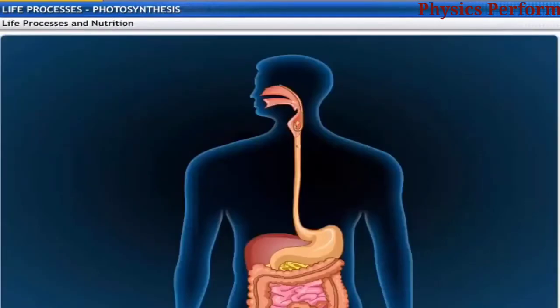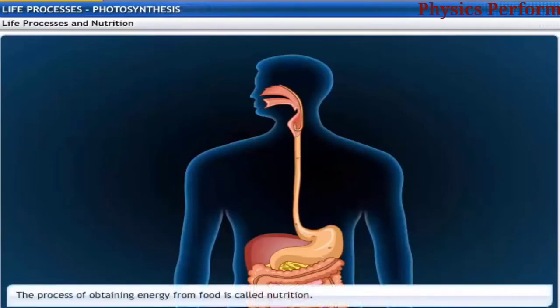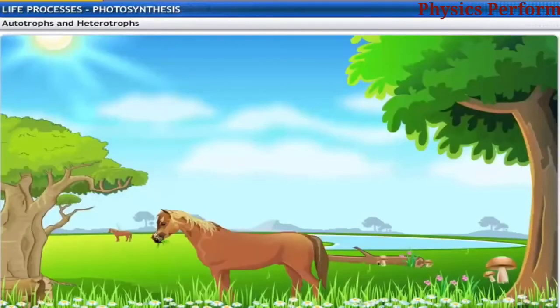In order to perform these life processes, living organisms need energy. This energy is obtained from food. This entire process of obtaining energy from food is called nutrition. The nutritional processes of living organisms are decided by how complex the organisms are.